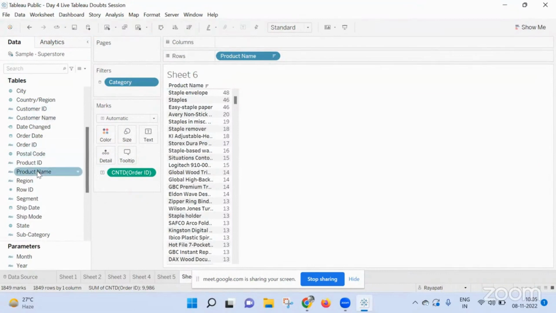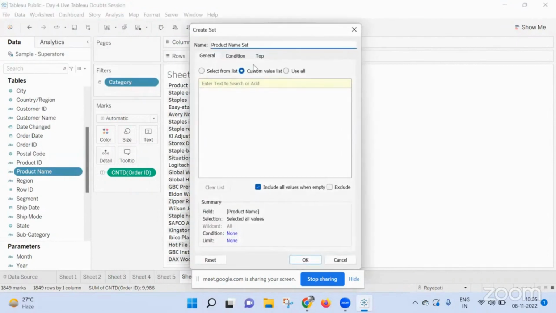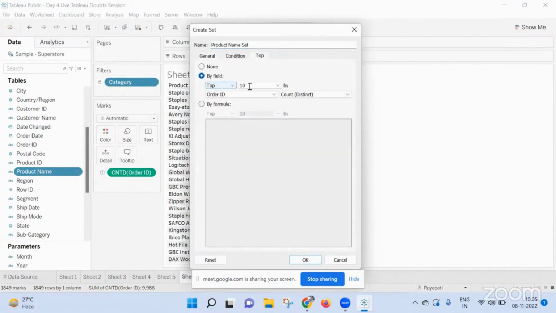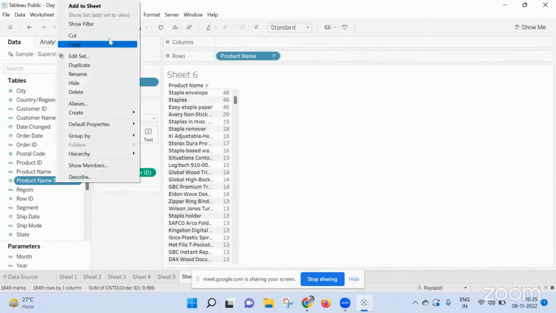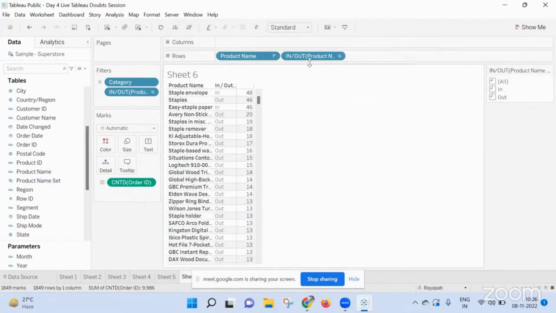Then go to your product name, create set, top by field 2. Okay. Order ID constant. Yeah. So let me show my set. Let me bring it in here. Yeah, it is taking that.